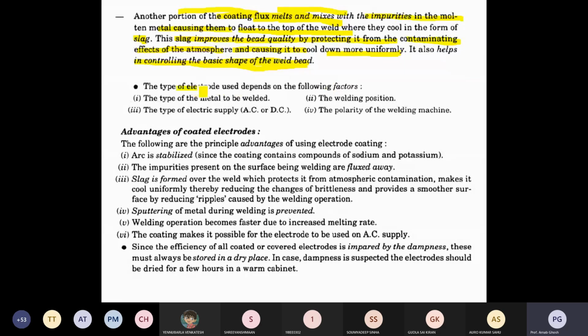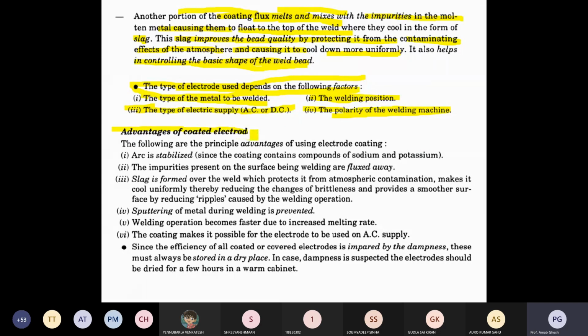So the types of electrodes depend on the following factors. Which electrodes you are using is based on these features. First, the type of metal to be welded, most important. Second, the welding position you are using. Third, the type of electric supply, AC or DC. Number four is the polarity of the welding machine, which type of polarity you are using. These are the four important factors.